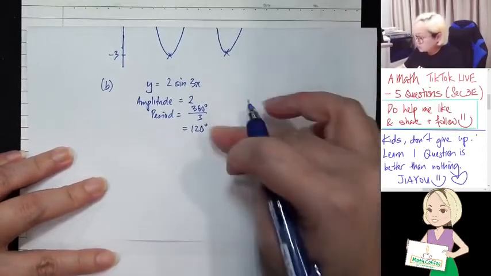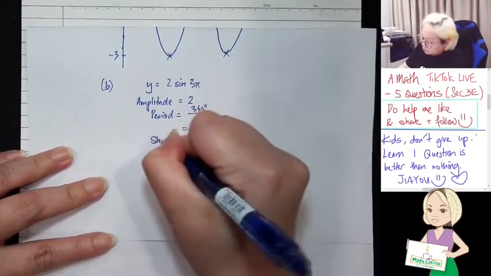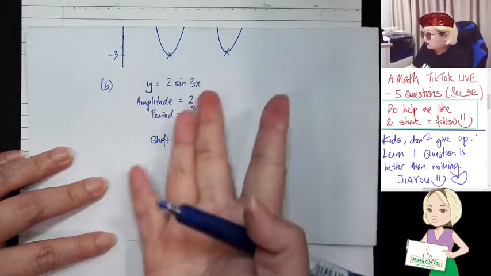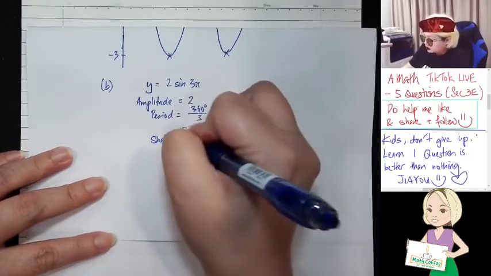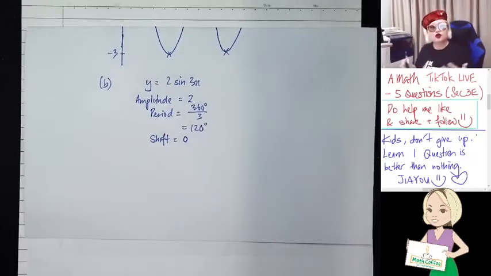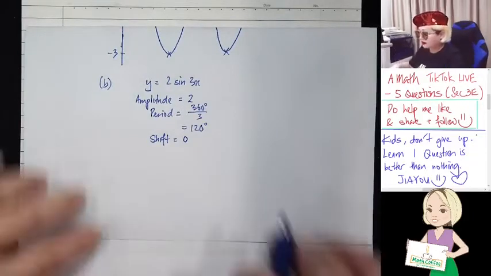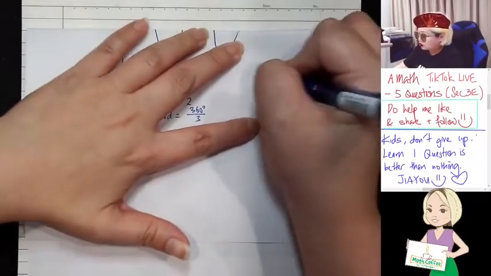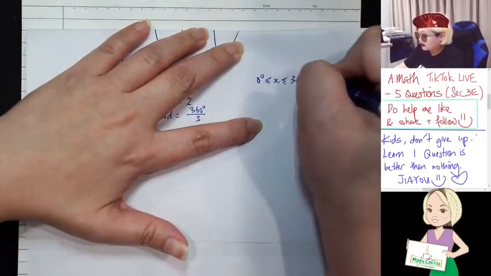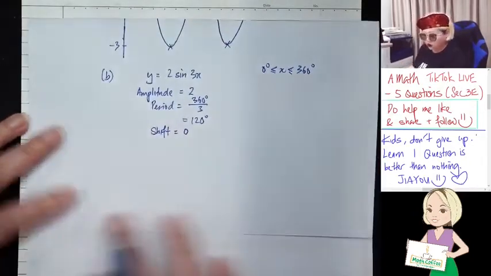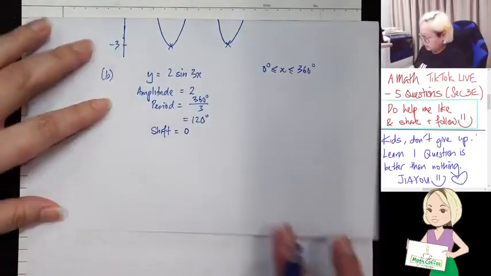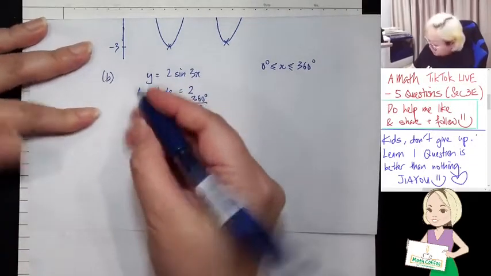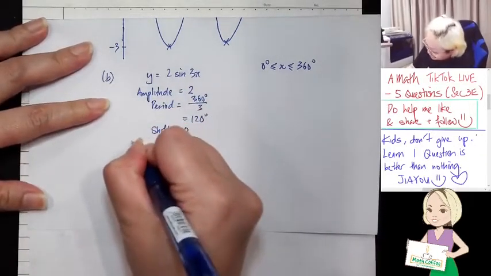Okay, so next, shift. Make it a habit to always do shift, although I don't have shift here. So it's plus 0. So I just put here shift is 0. When you know shift is 0, it means the x-axis is the 0 line. And always know what you're supposed to draw, the range. You need to draw from 0 to 360 degrees. Let's see whether I can squeeze in here. Should be fine. This one has no shift, so it should be easy.